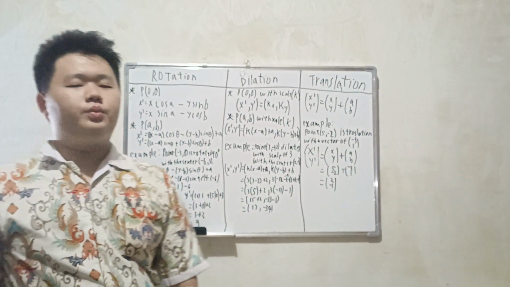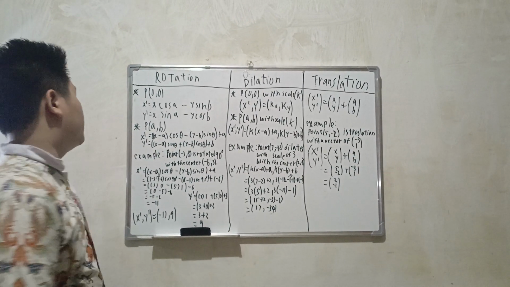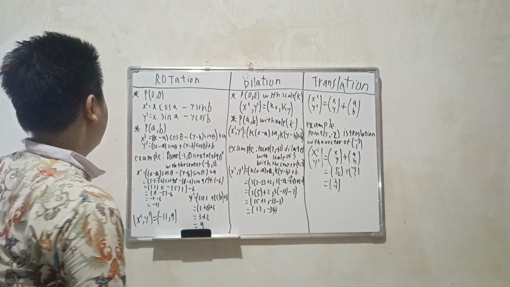There will be three topics I will be explaining. The first one being rotations. There are two types of rotation. The first one is center 0, 0. The formula is divided by 2.